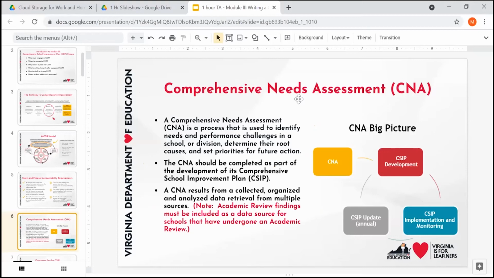And a comprehensive needs assessment is really digging into your data, not just looking at one set of SOL scores, not just looking at one discipline report, but really digging into the root causes, right? And you have to get at that. You have to really process the root causes.